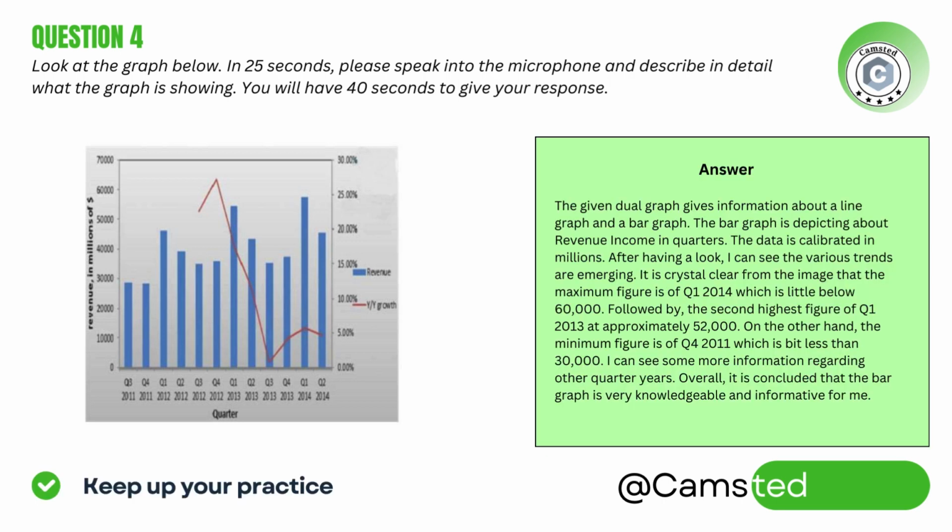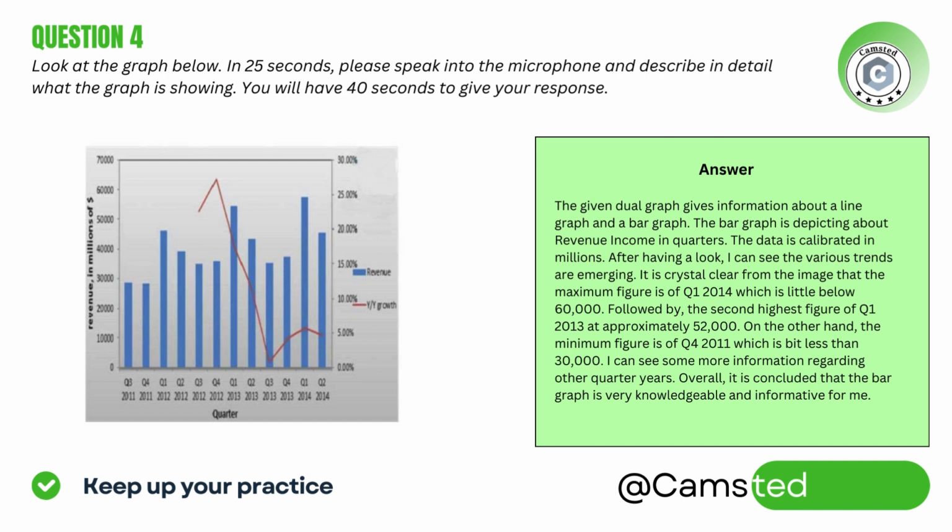The given dual graph gives information about a line graph and a bar graph. The bar graph is depicting about revenue income in quarters. The data is calibrated in millions. After having a look, I can see the various trends are emerging. It is crystal clear from the image that the maximum figure is of Q1 2014.